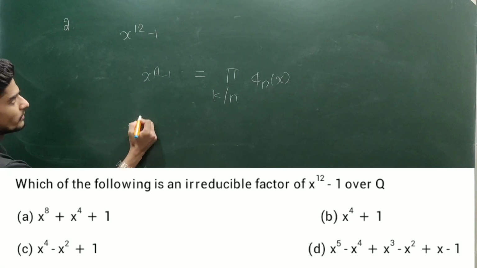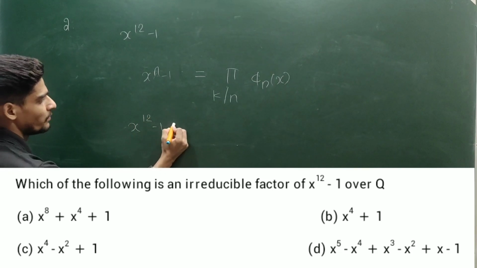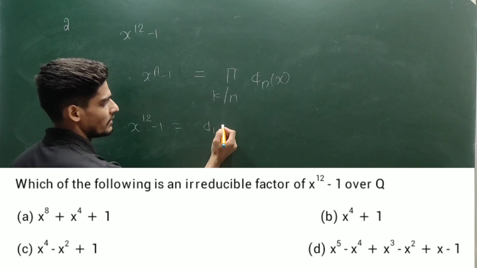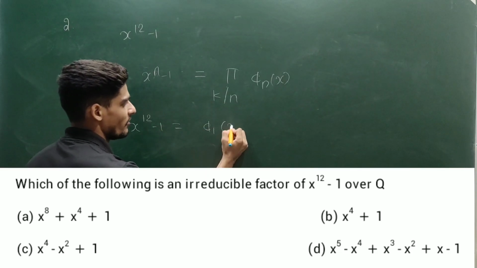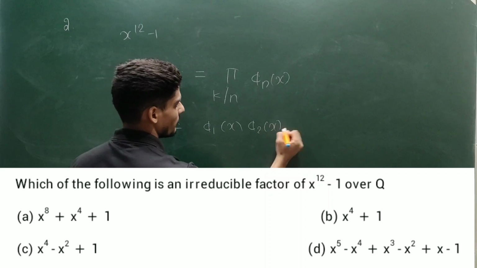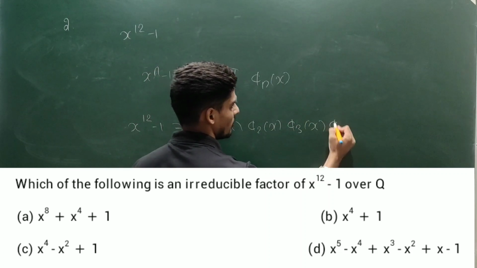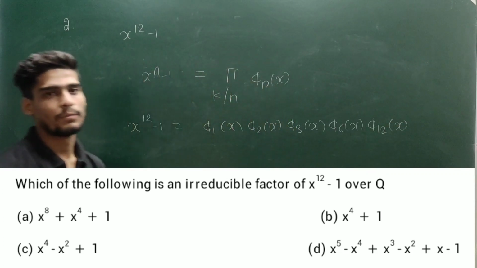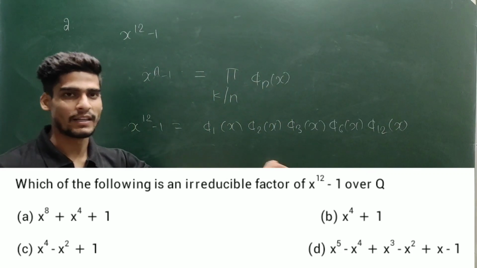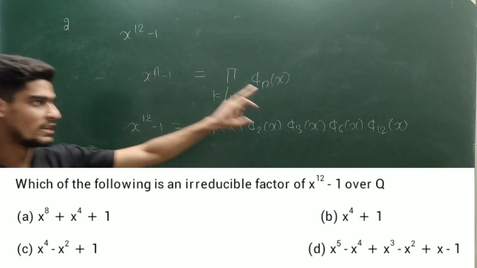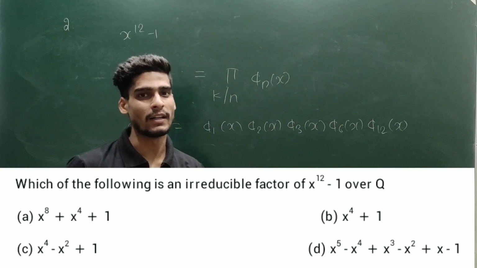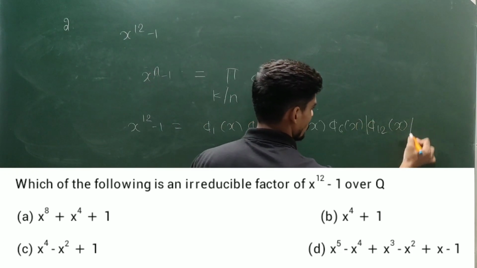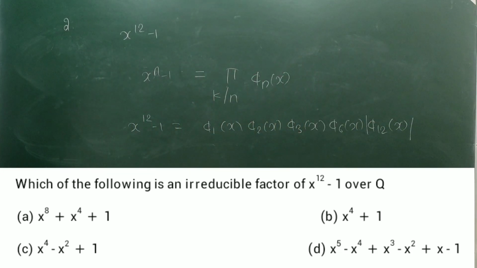So your x power 12 minus 1 can be expressed as phi 1 because k should be a divisor of n, and this is a positive divisor of n. So phi 1(x), phi 2(x), phi 3(x), phi 6(x), phi 12(x). But we want to find the irreducible factor in this. So this phi 12 denotes the irreducible factor in the expansion of x power 12 minus 1. So we have to find this value. So we can find it in an inductive way.